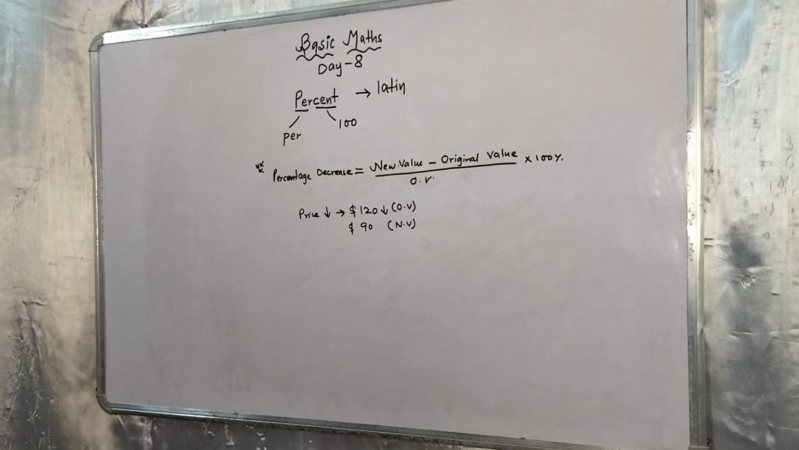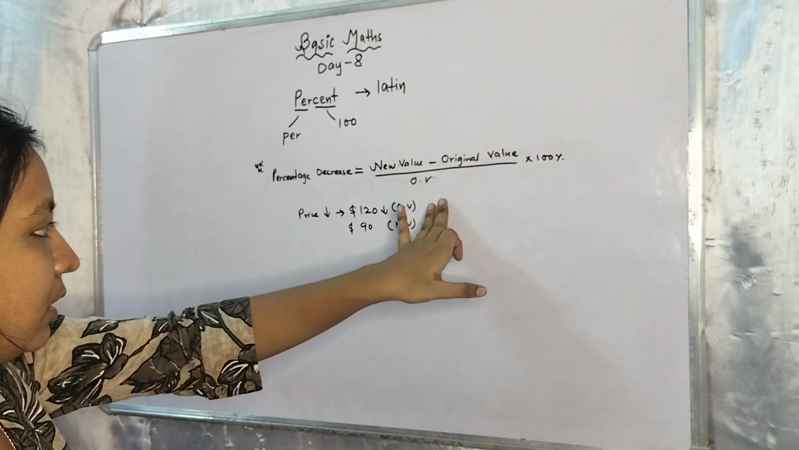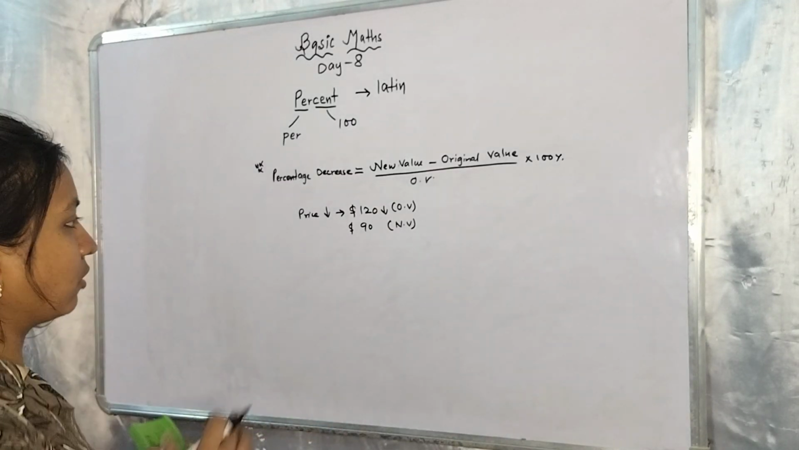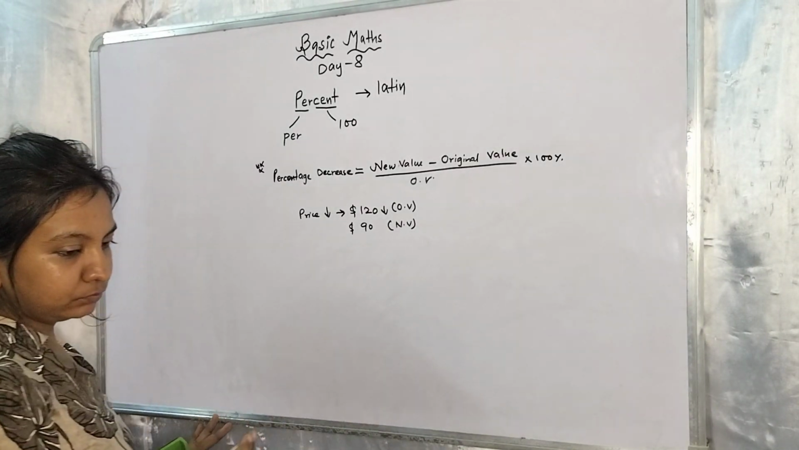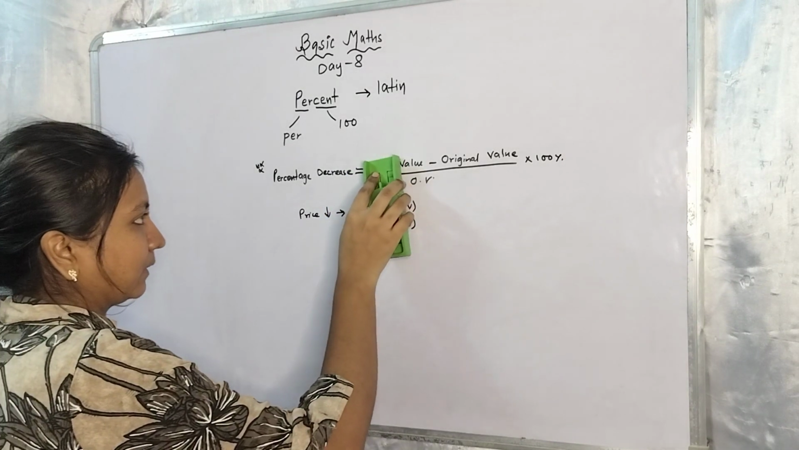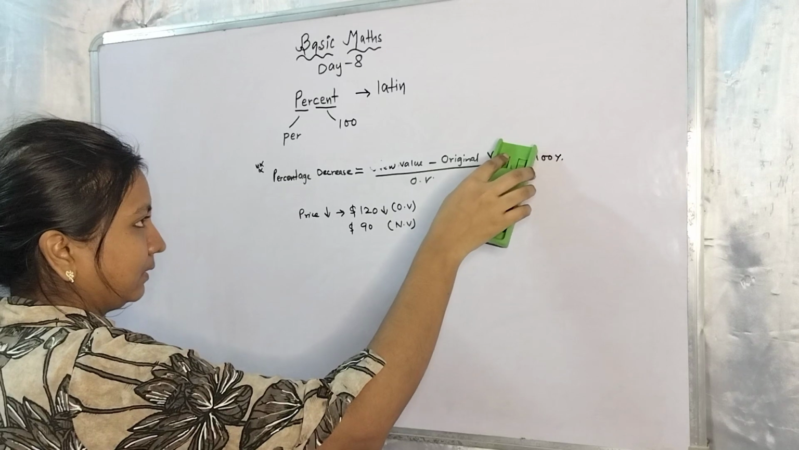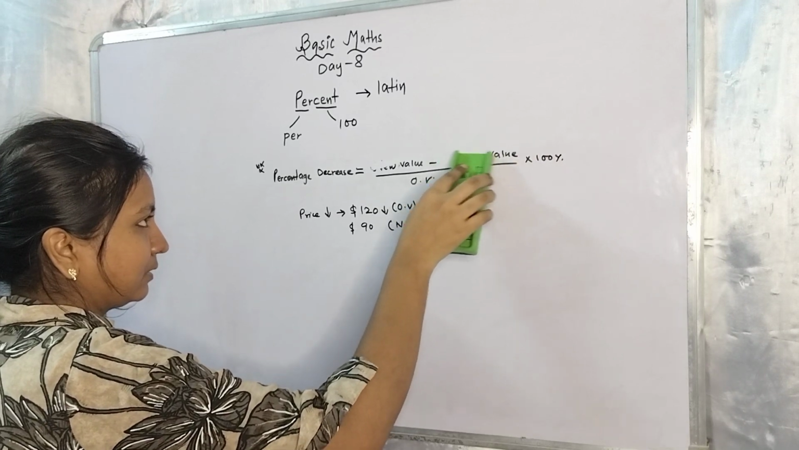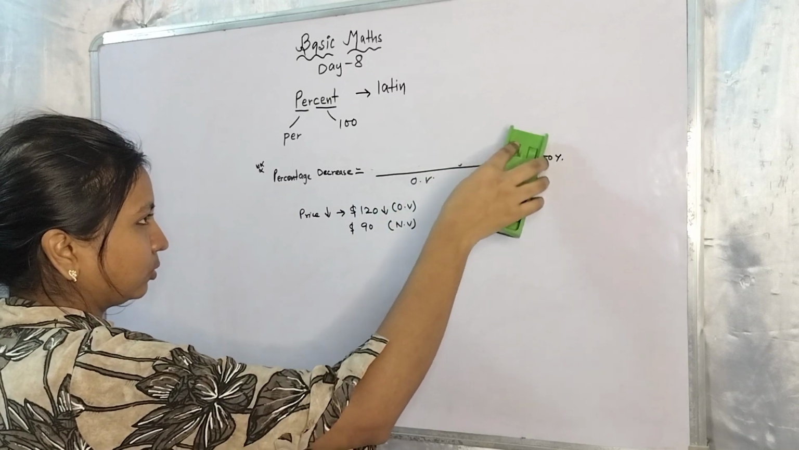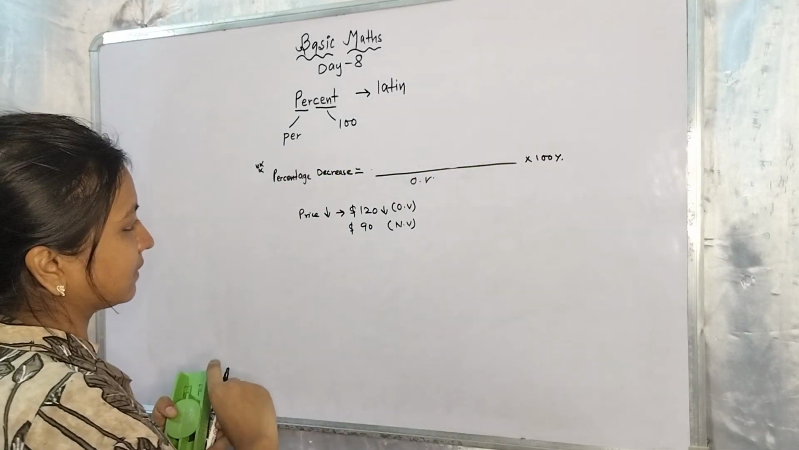See, original value is the initial value which was earlier, and new value is the dropped amount which we got now. So in new value, again, yes, a slight change is there in the equation. As I told you, there is no difference, but actually there is a difference.